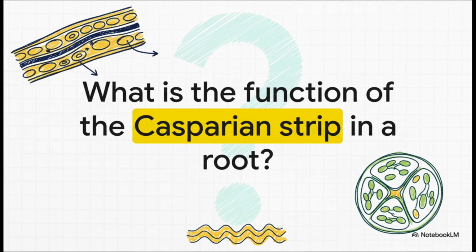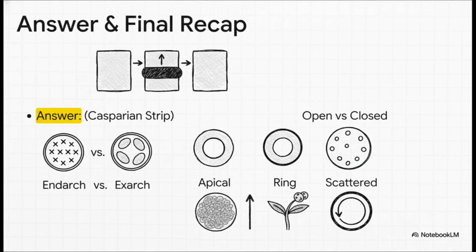All right, here's a classic question pulled right from the concepts we just covered. What is the function of the Casparian strip in the endodermis of a root? Take a second. Think back to that root diagram. What was that waxy layer doing? And the answer is, it's a checkpoint. Because that suberin layer is waterproof, it blocks the easy path between cells and forces water to go through the cell's membrane. This gives the plant total control over what minerals get into the vascular system. It's a brilliant little biological filter.